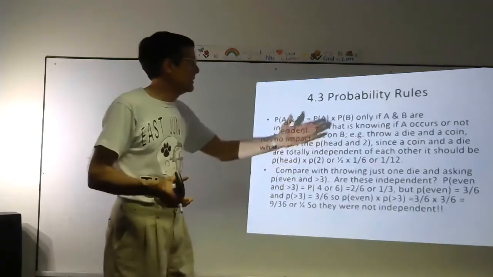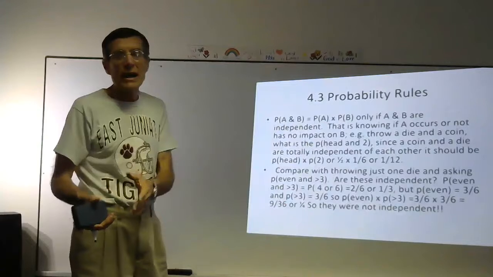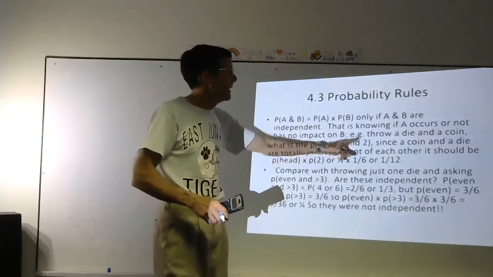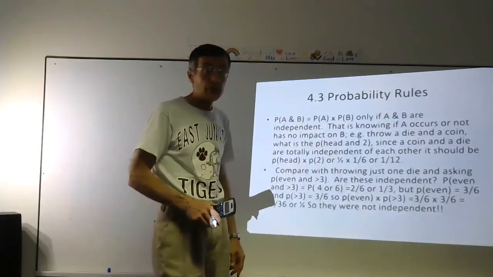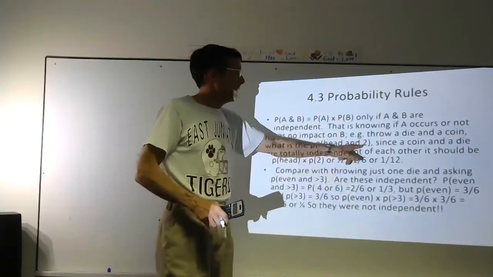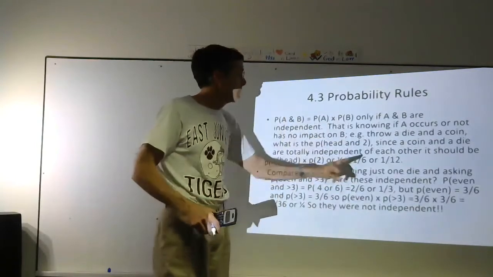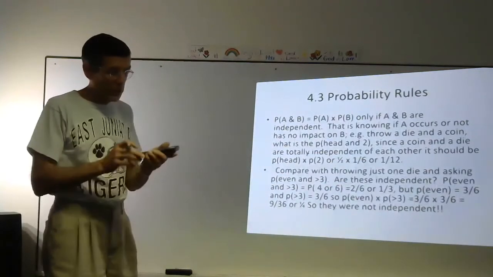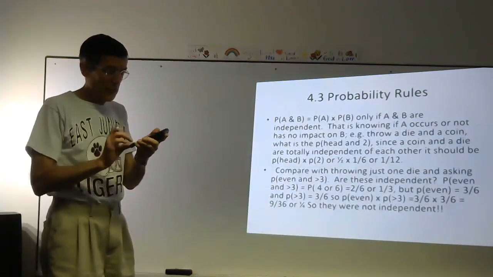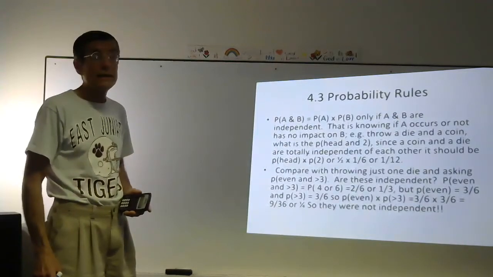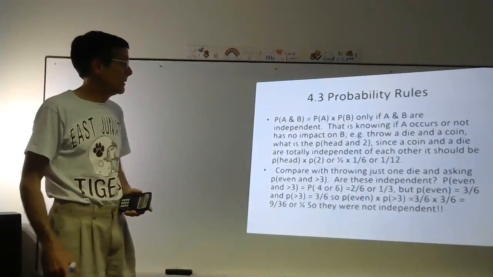When you throw a die and a coin, throwing a die has nothing to do with throwing a coin. So what's the probability of getting a head and a 2? Okay? Getting a head is 1/2. Getting a 2 when you throw 1 die is 1/6. Multiply 1/2 times 1/6 is 1/12, which is about 8% chance of getting a head and a 2. Okay?